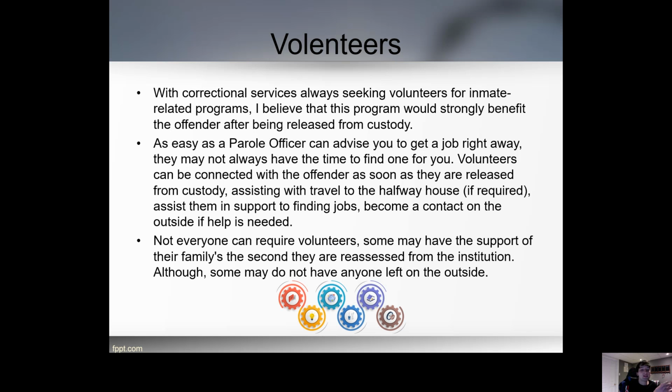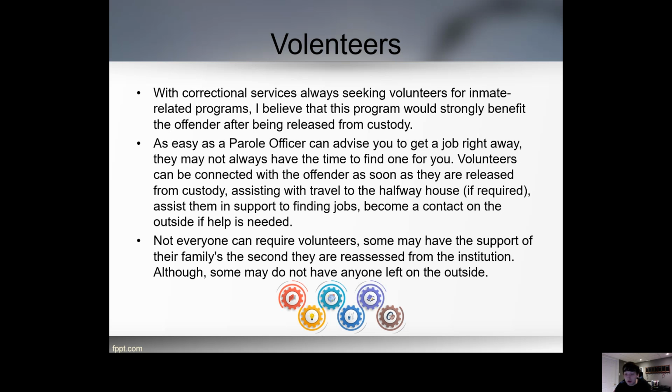Examples would include assisting with travel to the halfway house if required by the institution, assisting them with finding jobs, creating resumes, and becoming a contact for them on the outside if they need one. And the next slide will actually make more sense from that perspective.